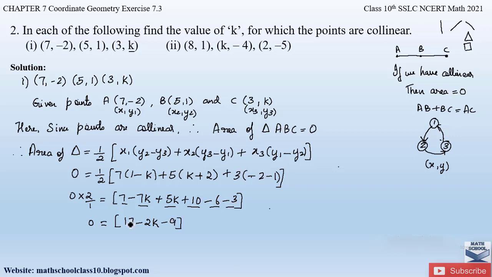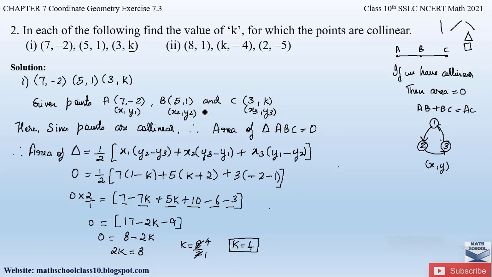So what is 17 minus 9? It is 8. So 0 is equal to 8 minus 2k. So let us send this minus 2k to the left hand side so that it becomes plus 2k, right? So 2k is equal to 8, or send this 2 to right hand side again. So k is equal to 8 by 2, cancelling 2 1 times, 2 4 times. Therefore we get k value as equal to 4. So here we found out the k value as equal to 4 for which the points are collinear.